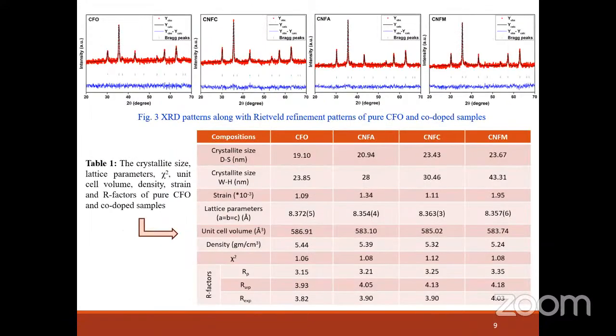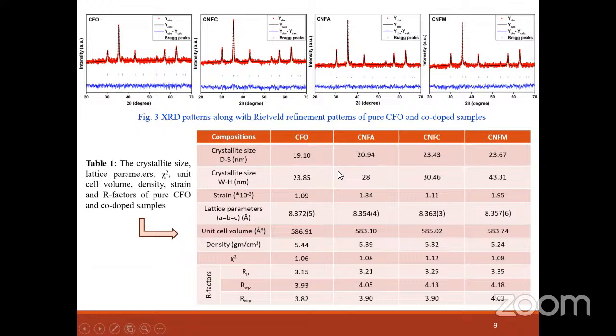And along with that, we have also performed the Rietveld refinement fitting using FullProf software to fit the experimental data with the standard data. And along with that, we have found that the crystallite size, as calculated by the Debye-Scherrer method, is 19 nanometers for the pure sample, and similarly for the different co-doped samples, it is 23 nanometers.